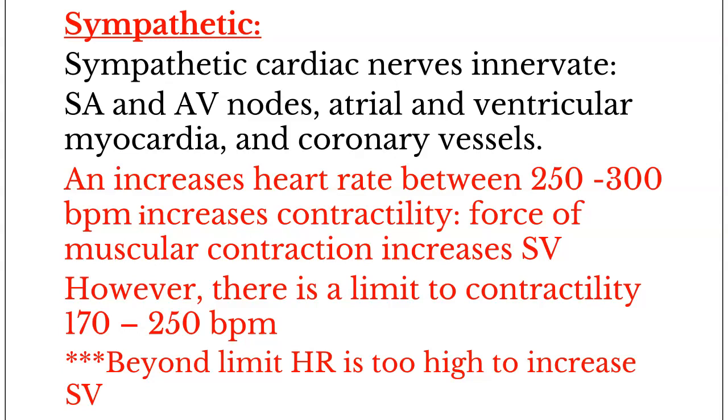The sympathetic cardiac nerves have a more thorough innervation of the heart. They innervate the SA node, the AV node, the atria, the ventricle myocardia, and coronary blood vessels. So the difference here is that parasympathetic innervation does not innervate the ventricles. The sympathetic nervous system does innervate the ventricles.